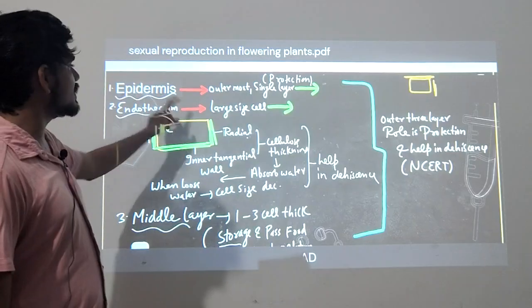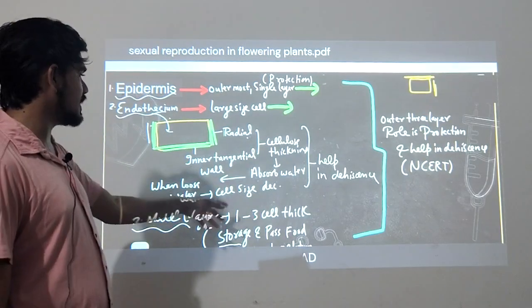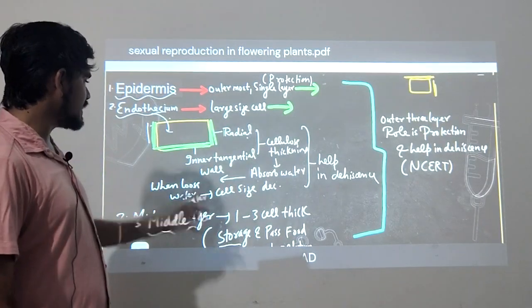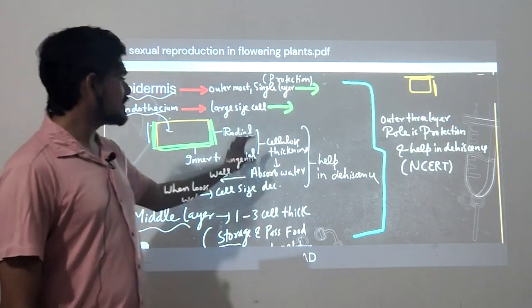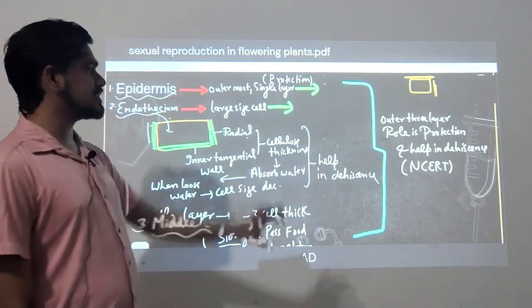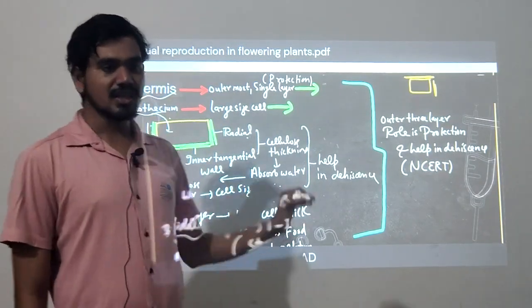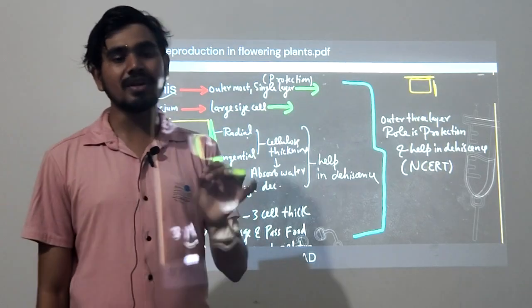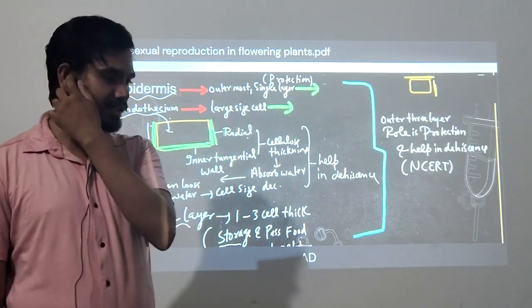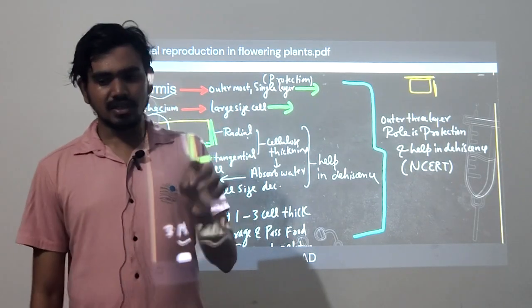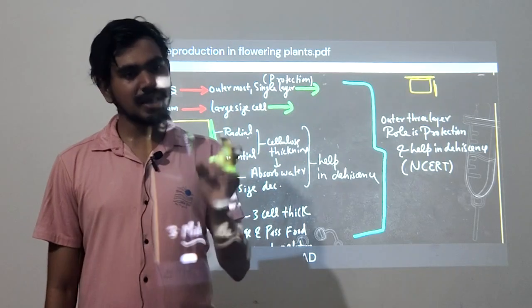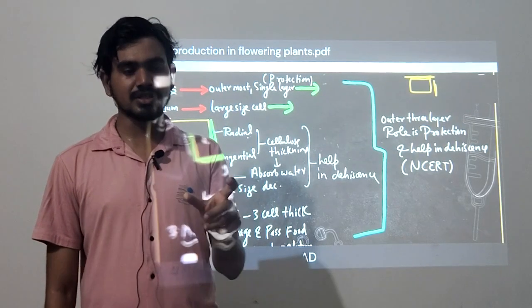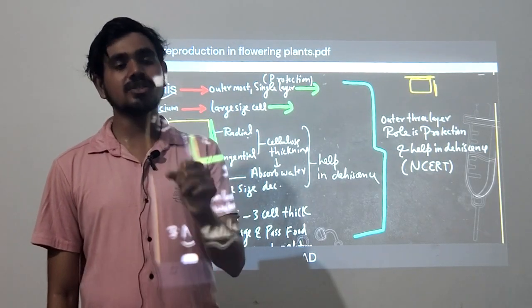And the second one is the endothelium, which has large cells with radial arrangement and an inner tangential wall. And you know what the endothelium is used for? It is the part that is used for pollen dehiscence. See, in NCERT they have mentioned that the epidermis, endothelium and middle layer help in protection, and they also help in dehiscence of pollens.